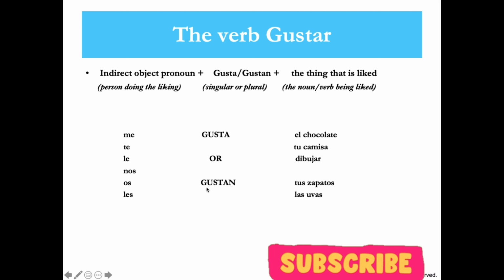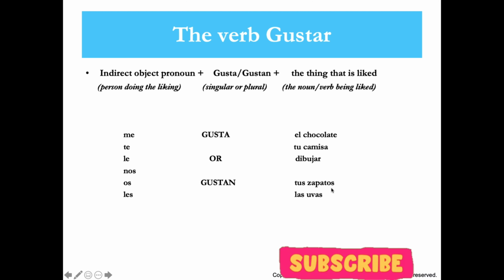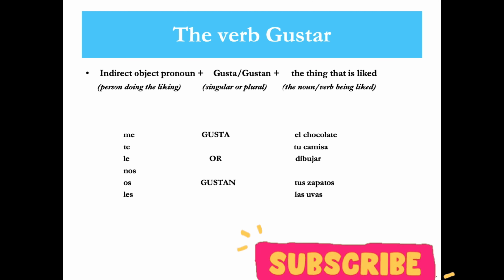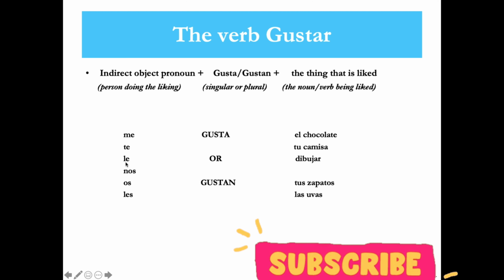Now, if you have a noun that is in the plural, like tus zapatos, your conjugation of the verb gustar has to be gustan. So if I were to say, me gustan tus zapatos, what I'm saying is, I like your shoes. And the literal translation is, your shoes are pleasing to me. Maybe I want to tell you that he likes your shoes. A Mario le gustan tus zapatos. Your shoes are pleasing to Mario. To him. Le means to him.